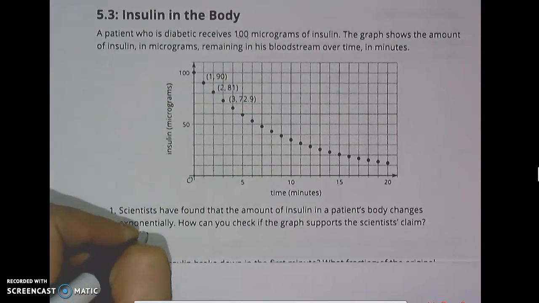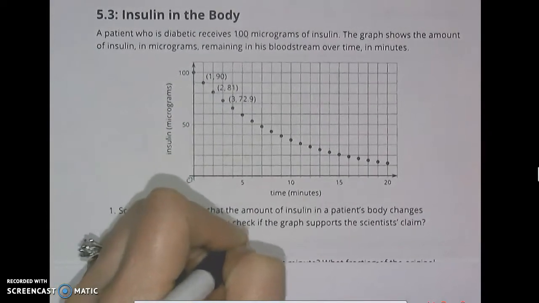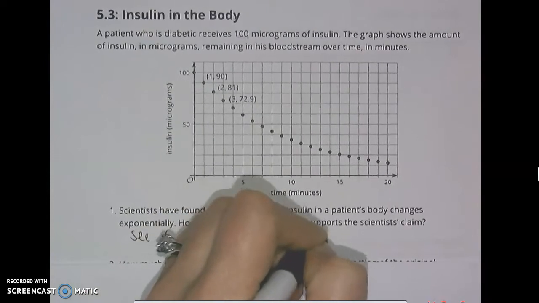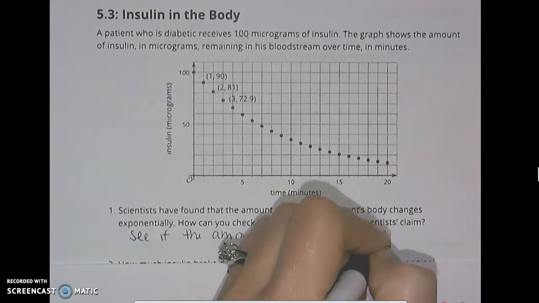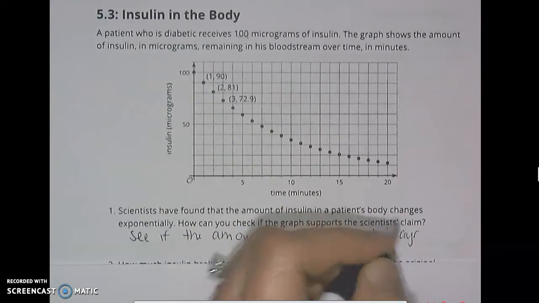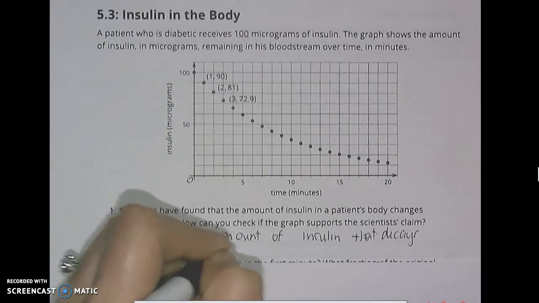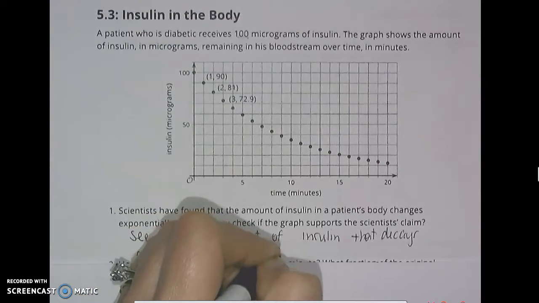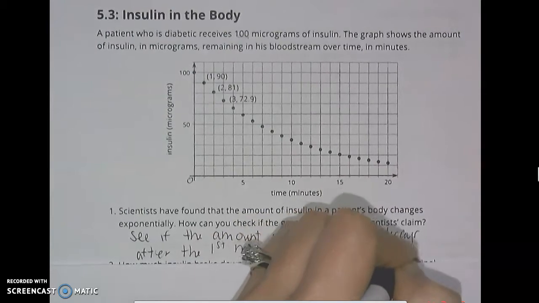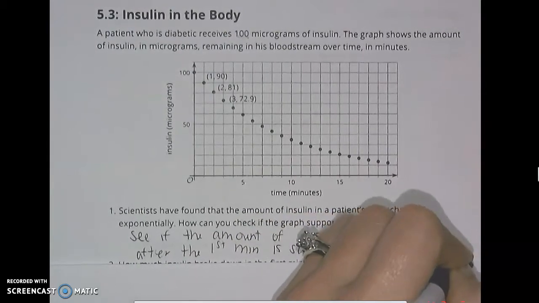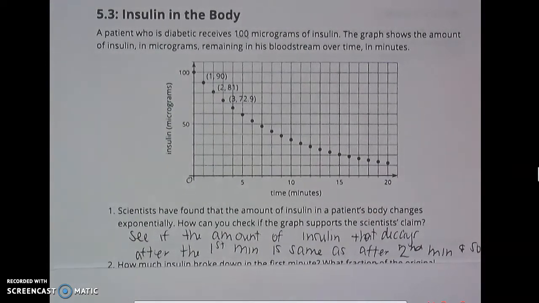So we would say, see if the amount of insulin that decays after the first minute is the same as after the second minute, and so on. Okay, so as long as it's continually changing by the same thing, you're good to go.